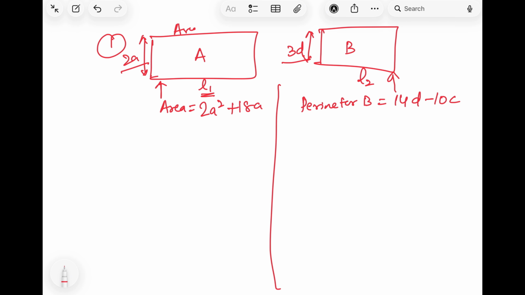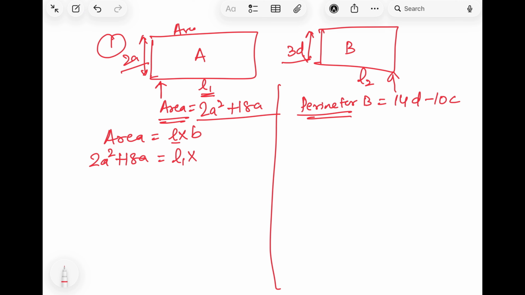How do we do that? We just use the formula here for area, and here we will use the formula for perimeter, because what is given we will use that only. So area of rectangle, the formula is length into breadth, right? So what is the area given? 2a square plus 18a. Length is L1 into breadth is 2a.